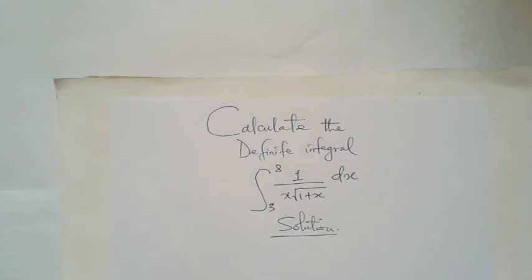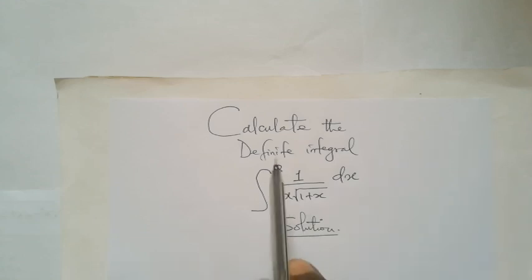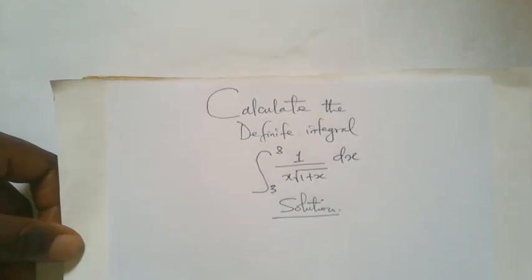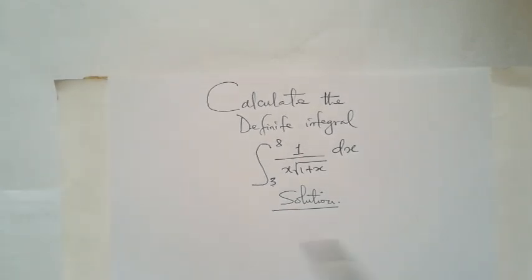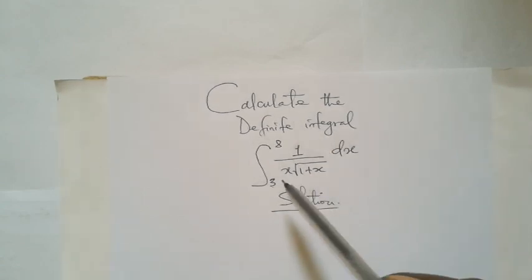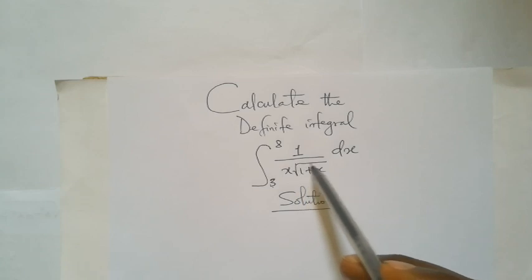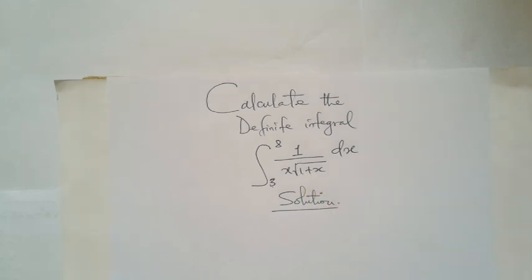Hello class, today we are going to be looking at integration, but this time around it is a definite integral from 3 to 8. So without wasting much time, let's solve it together. You see, it says the integral from 3 to 8 of 1 over x squared times the square root of 1 plus x, dx.